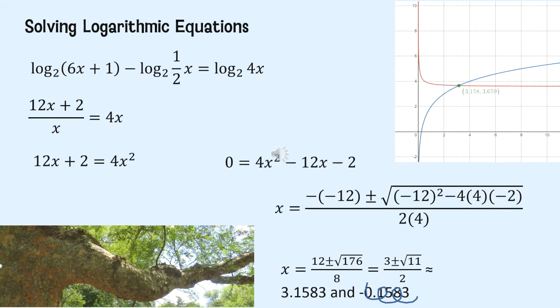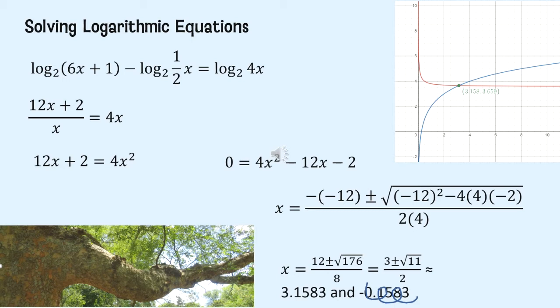Notice when we do graph the left and right hand sides of the original equation, we can see that we get one solution in which x is approximately 3.1583. The red graph is log base 2 of 6x plus 1 minus log base 2 of 1/2 x, and that's the graph that's kind of coming down from infinity and flattening out a little bit lower than 4.